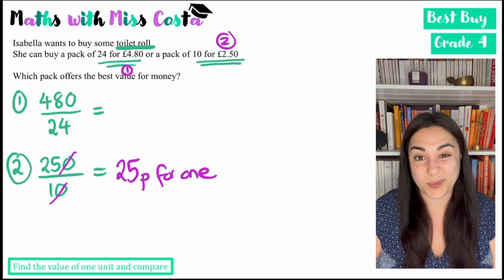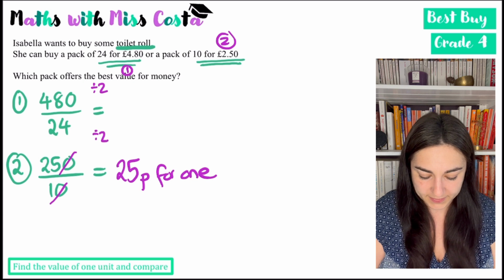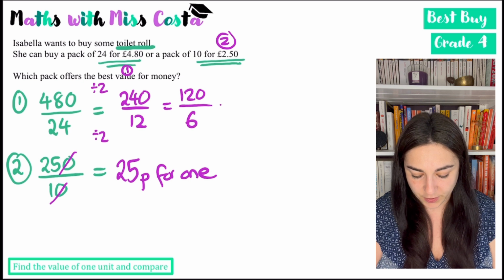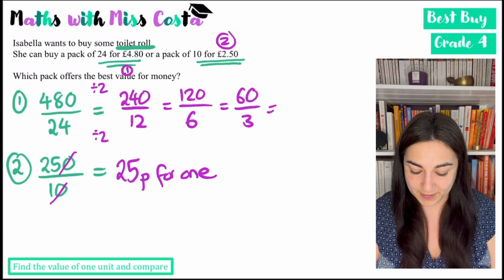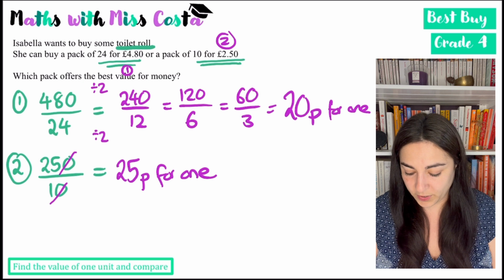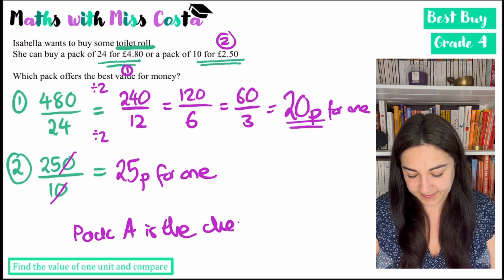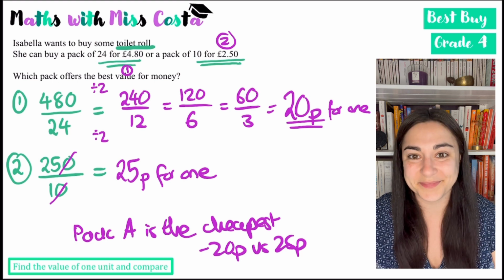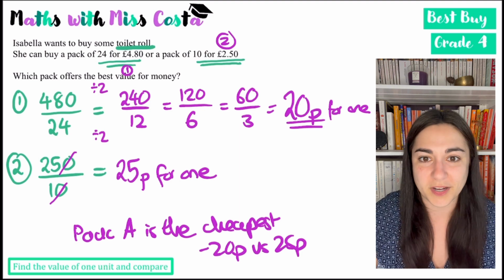And for pack 1, what do I do? Well, it's non-calculator, so you can just turn it into equivalent fractions. So let's divide by 2 on both sides. So that would be 240 divided by 12, divide by 2 again, 120 over 6, divide by 2 again, 60 over 3. You can keep on dividing by 2, or 60 divided by 3, we know is 20p. So which one offers the best value for money? Pack A is the cheapest, 20p versus 25p. And always compare the costs to show, and always show your working. If you just say pack A, you get no marks.